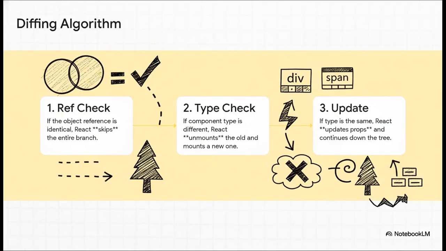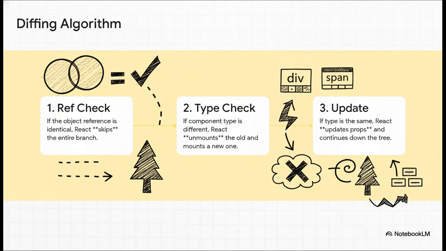And it does this with two really simple but super effective checks. First, it just does a quick reference check, a triple equals. If the object is literally the same object in memory as before, React just says, cool, nothing to do here, and skips that entire branch of the tree. That's a massive optimization. But if it's a new object, it then checks the component's type.